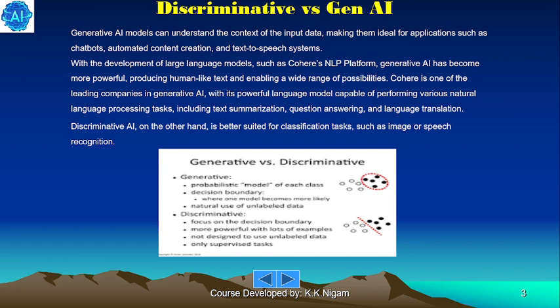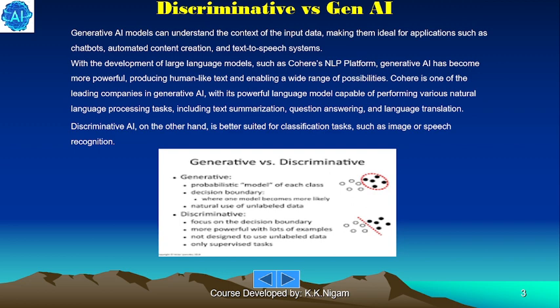Generative AI models can understand the context of the input data, making them ideal for applications such as chatbots, automated content creation, and text-to-speech systems. With the development of large language models such as Cohere's NLP platform, generative AI has become more powerful, producing human-like text and enabling a wide range of possibilities. Cohere is one of the leading companies in generative AI, with its powerful language model capable of performing various natural language processing tasks, including text summarization, question answering, and language translation.